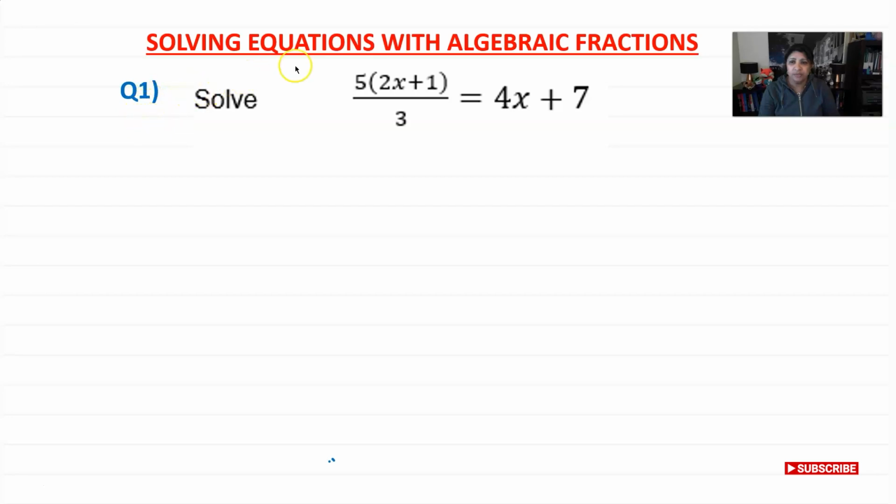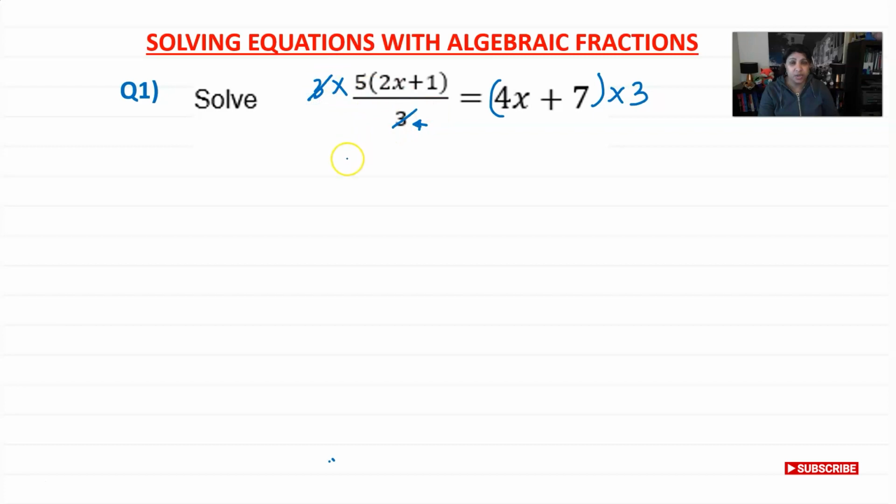Question 1, we're asked to solve 5 bracket 2x plus 1 over 3 equals 4x plus 7. First of all, what we want to do is get rid of this denominator here, which is 3. At the moment, it's been divided, so 5 divided by 3. To get rid of it, we need to multiply by 3 throughout. So I need to do 3 times here, and everything here needs to be multiplied by 3. So that's how you cancel it out.